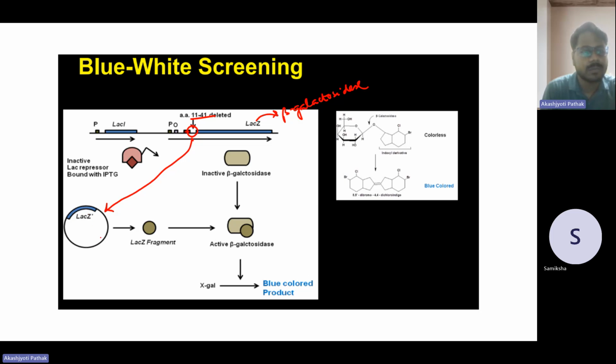Now this lacZ will produce a lacZ fragment, and together this lacZ fragment and the inactive beta galactosidase will give the active beta galactosidase. When this active beta galactosidase is present, it will act on X-gal and the blue colored product will be formed. But if you clone your gene of interest in this lacZ region, then this lacZ fragment will not be produced and your beta galactosidase will remain inactive. You will get white colonies.